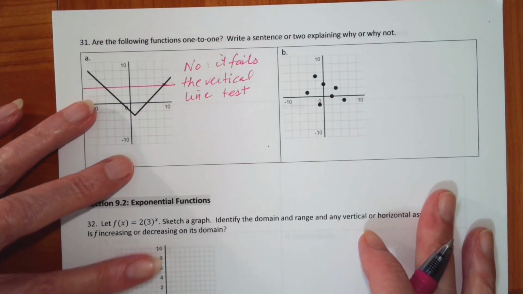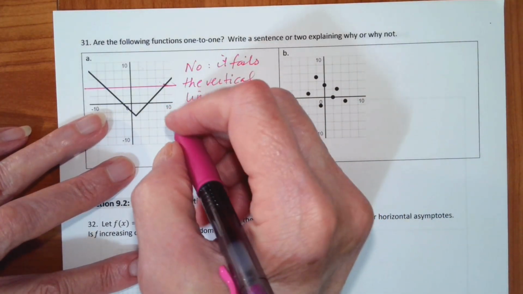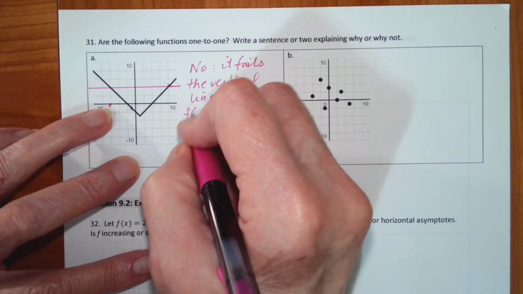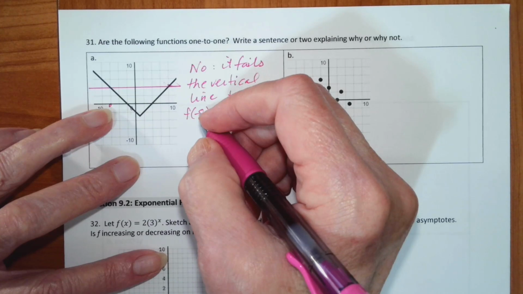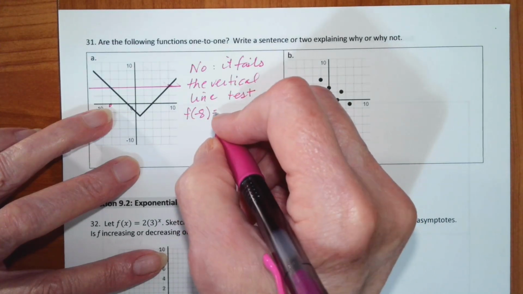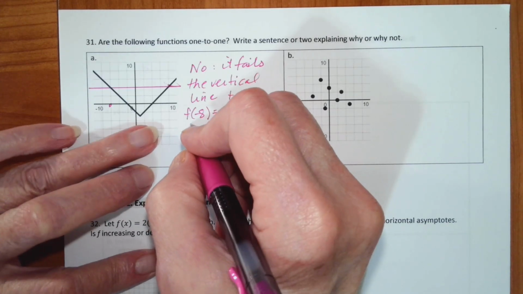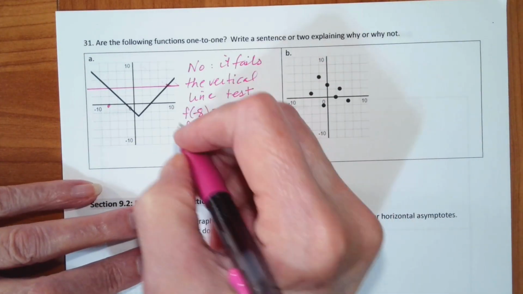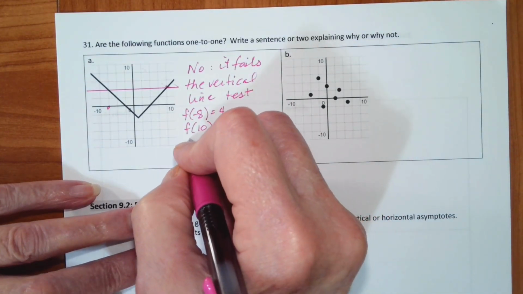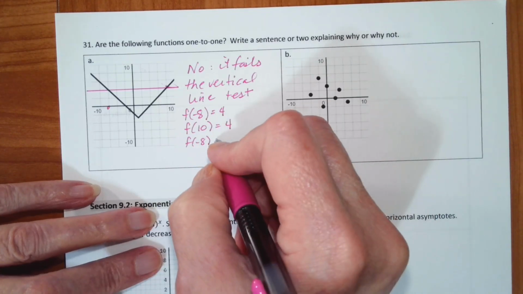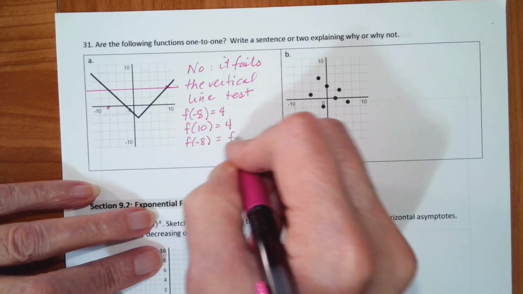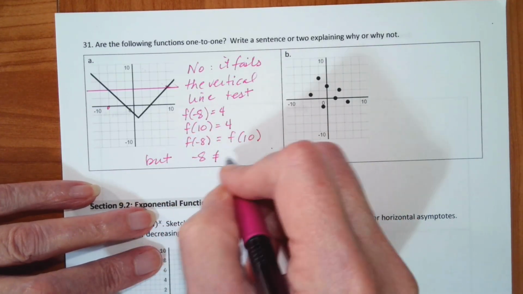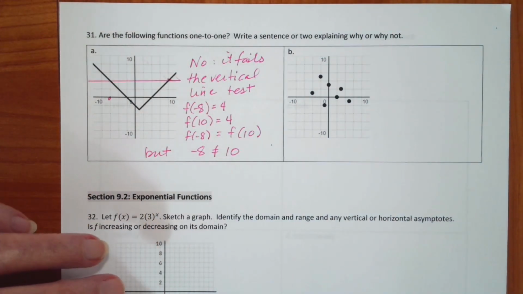Okay. Now we can do that a little bit more thoughtfully here. We can say, okay, well, if this is -8, we know that f of -8 is equal to 4. And we know that f of 10 is equal to 4. So f of -8 is equal to f of 10 but -8 is not equal to 10. So that follows the definition.